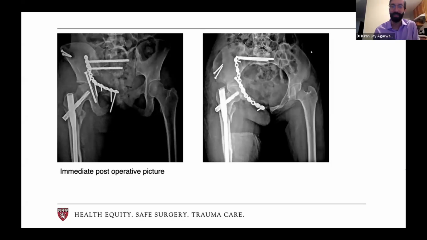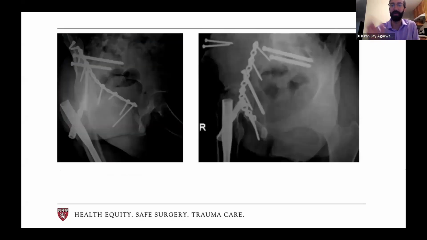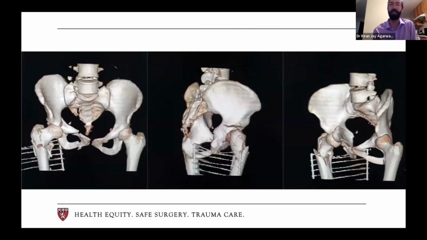I think that makes sense. Actually, now seeing the preoperative images, I can understand your point that the symphysis was not widened at all, and the fracture pattern was such that the force was through that acetabulum fracture. So that makes a lot of sense.